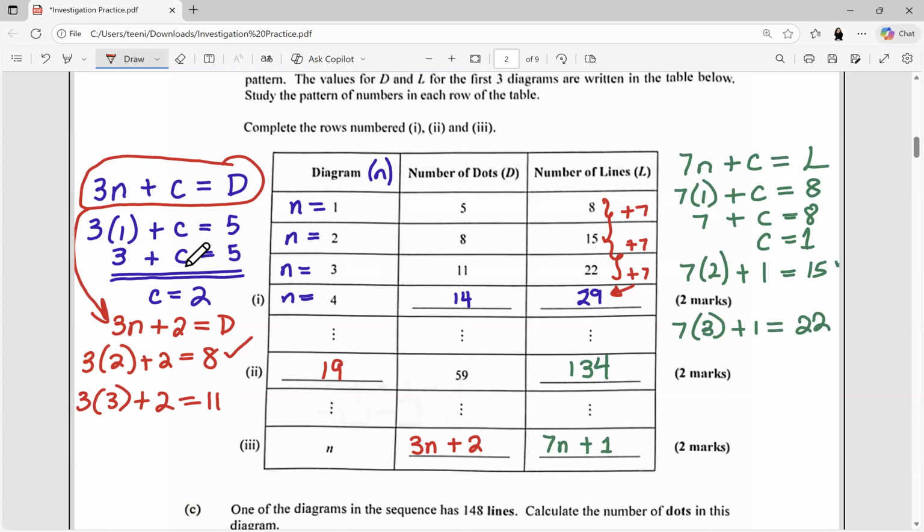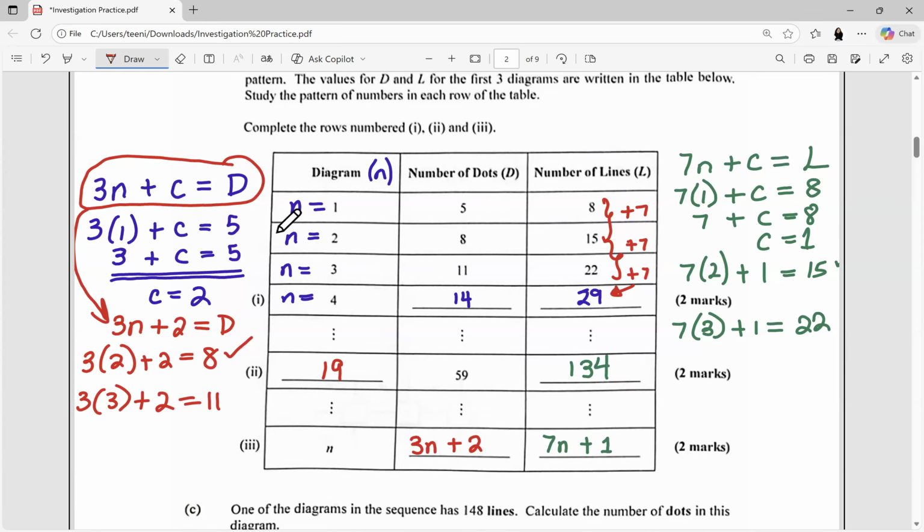And therefore, 3 plus c is equal to 5. So if 3 plus c is equal to 5, c would be equal to 5 take away 3, which is 2. So my assumption, because it's only an assumption at first until you test it with the other values, is that my calculation tells me that c would be 2. So now I put it to the test to see if I use this 3n plus 2 in each of these situations, I'll get the correct number of dots.